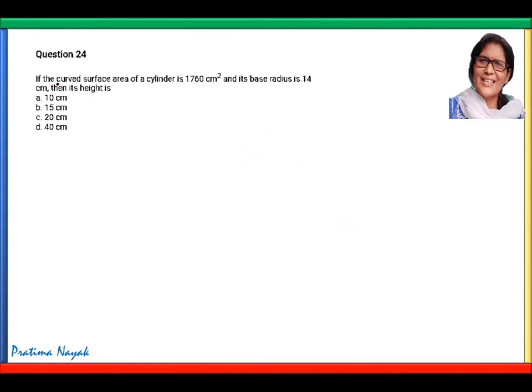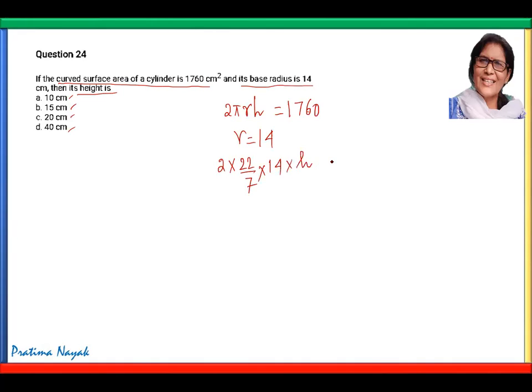Next question. If the curved surface area of a cylinder is 1760 and base radius is 14, then what is the height? Options are 10, 15, 20, 40. So 2 pi rh is equal to 1760 and radius is given as 14. So let us put 2, what is pi, 22 by 7, what is radius, 14, and h is not given, let it be h, is equal to 1760.